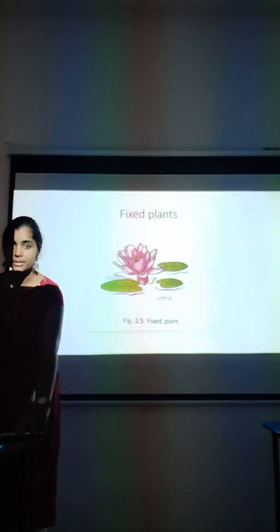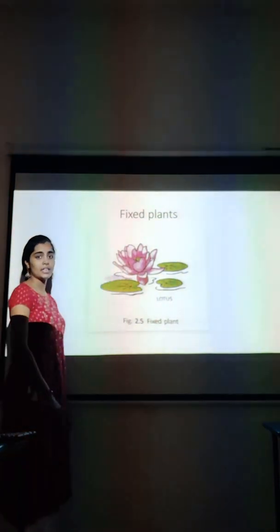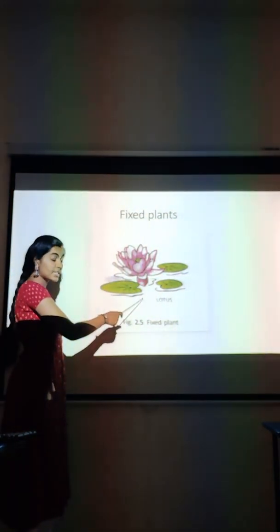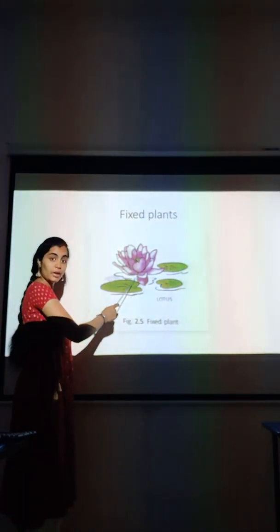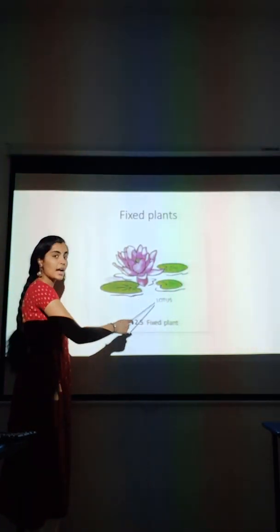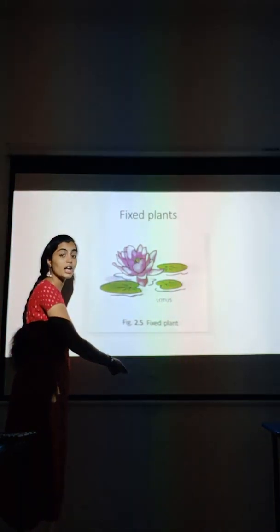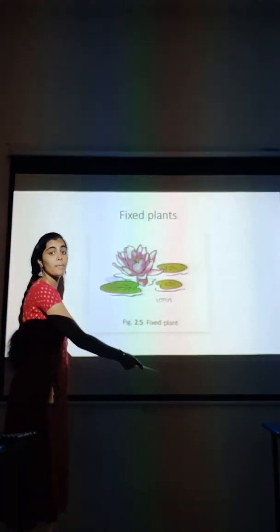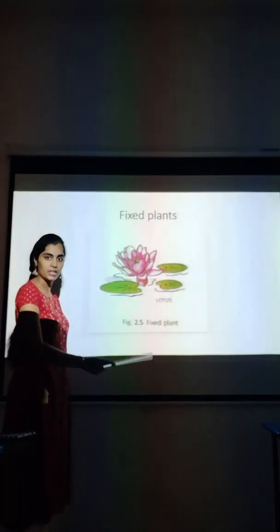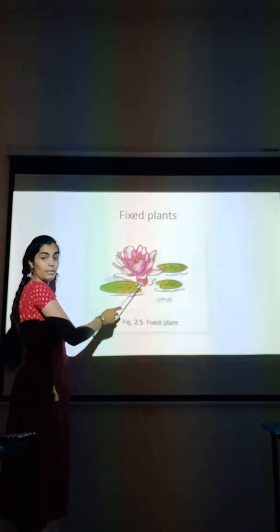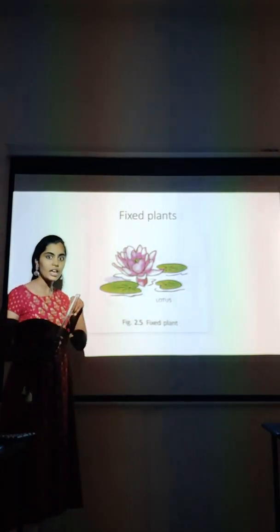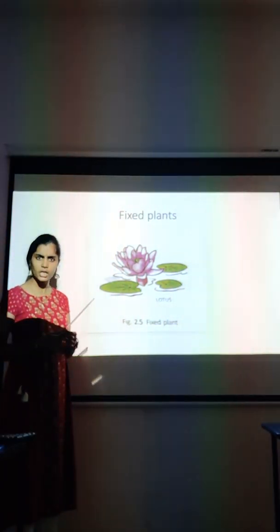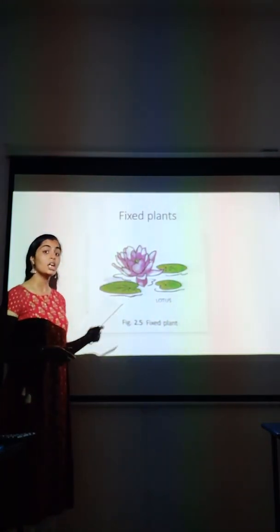The next is fixed plants. The best example is lotus, because the flower is above the water, but the stem and the roots are fixed into the ground, to the bottom of the pond. They are fixed. So the best example is lotus. How can these float? If the roots are fixed, it must go inside, right? But no, it is floating.